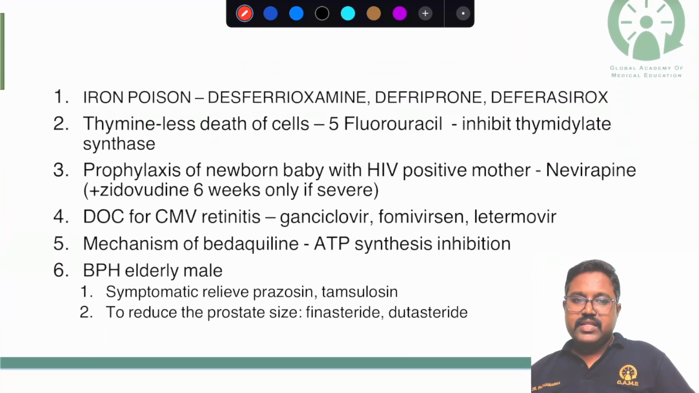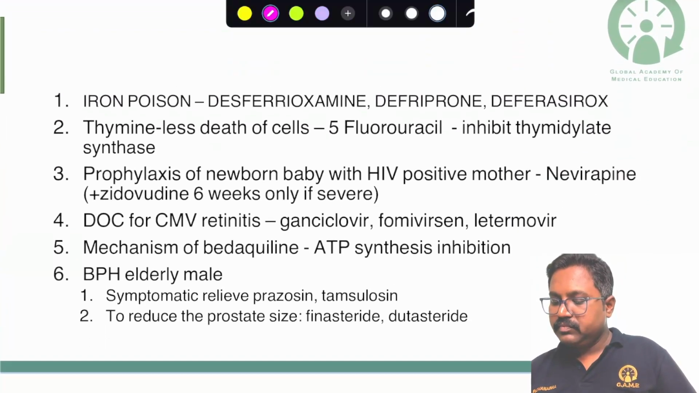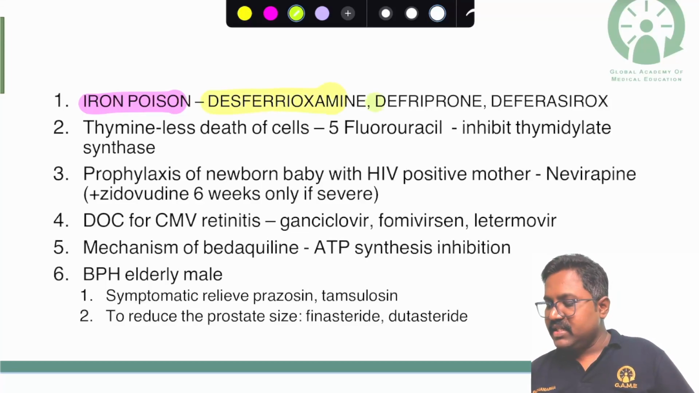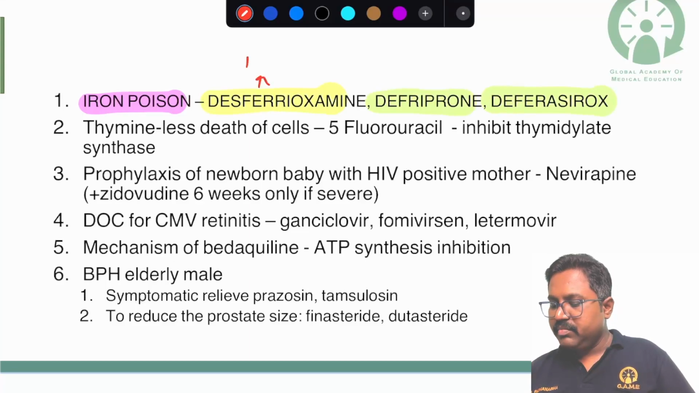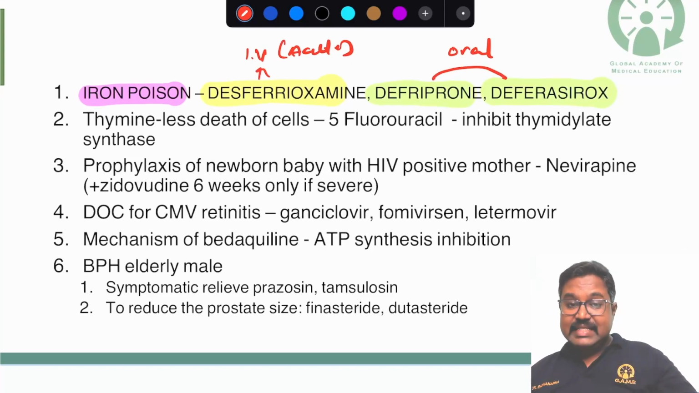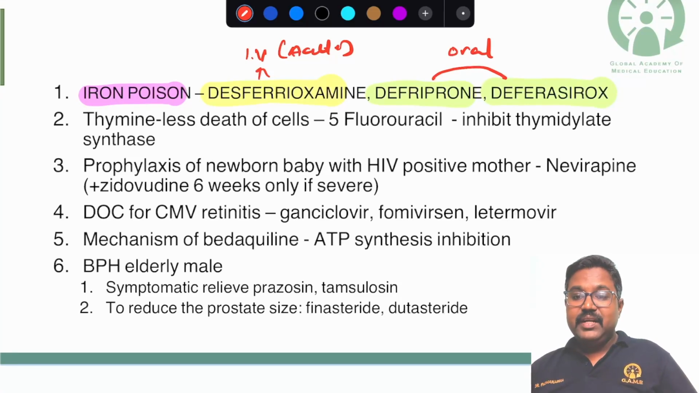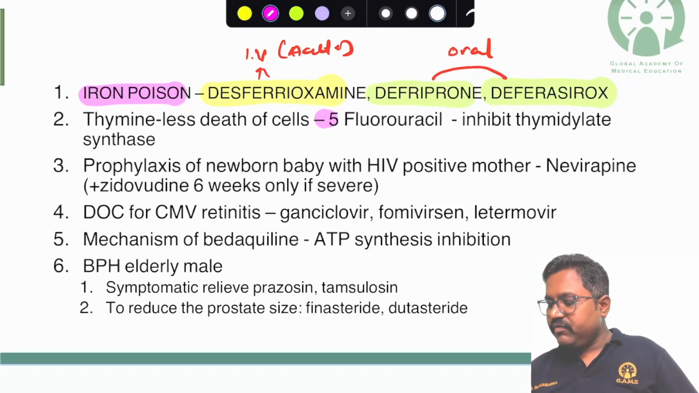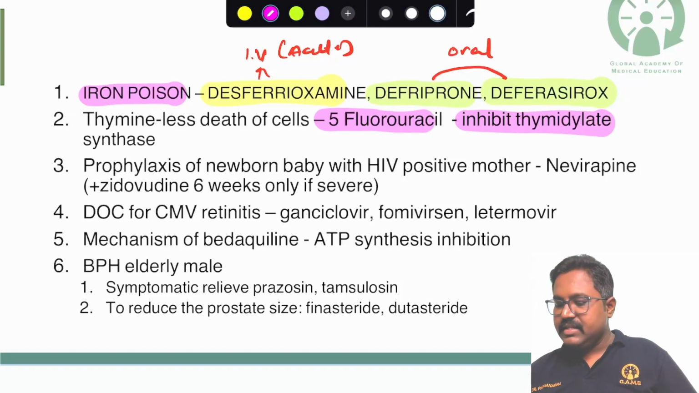So what is the drug of choice in case of iron poisoning? Please remember there are two drugs, that is desferrioxamine as well as deferiprone and deferasirox. So this is for the parenteral, IV route, and these two are for the oral route. So this is for the acute condition. So which drug will cause thymine-less death of the cells or thymine deficiency? It is mainly due to 5-fluorouracil, which inhibits thymidylate synthase.